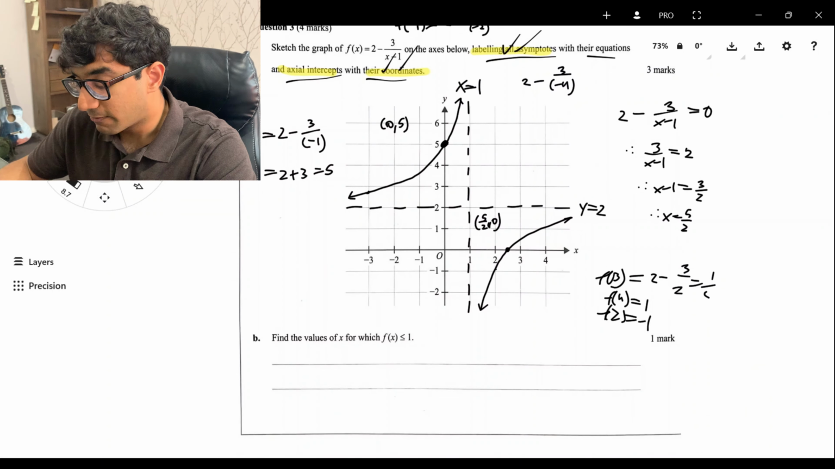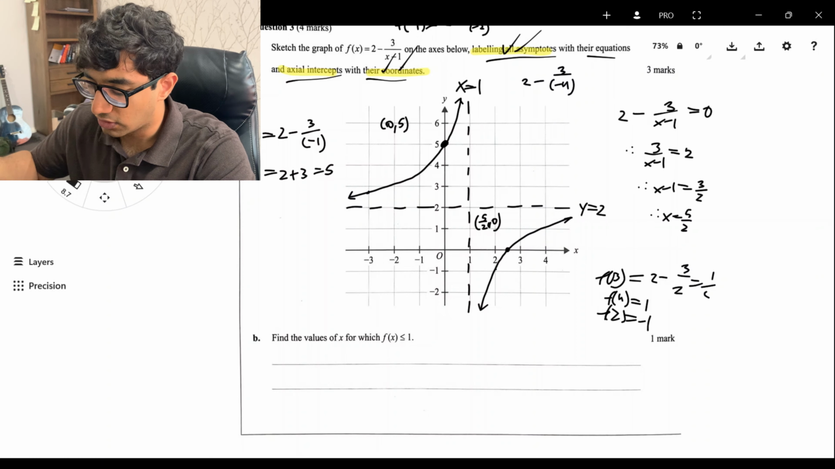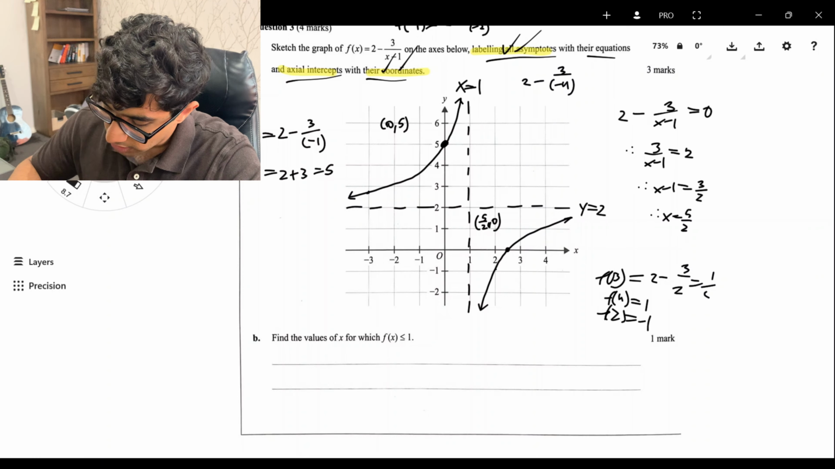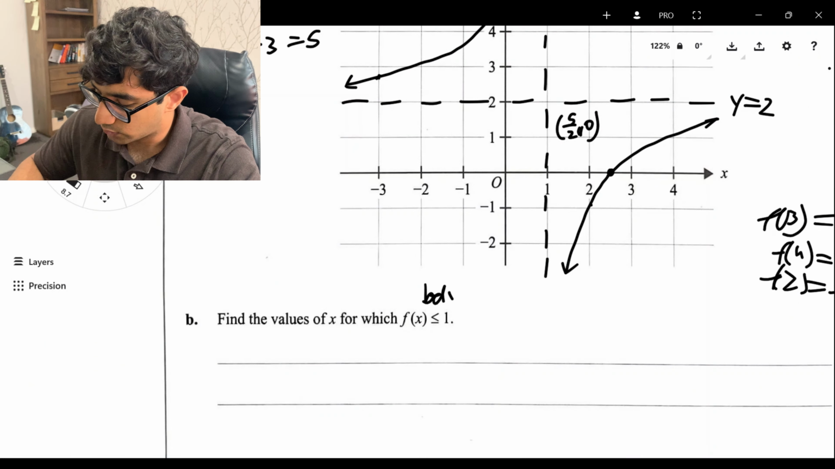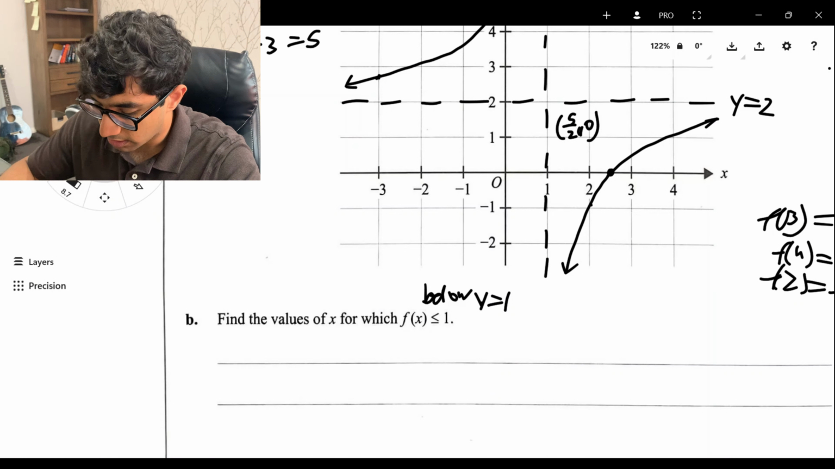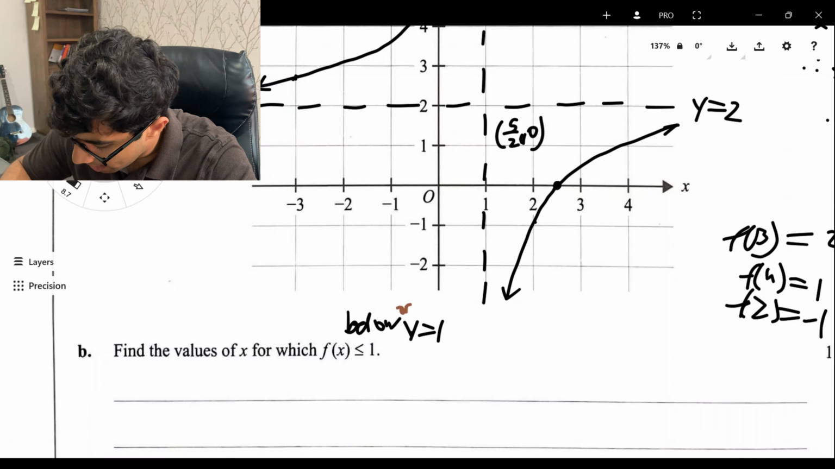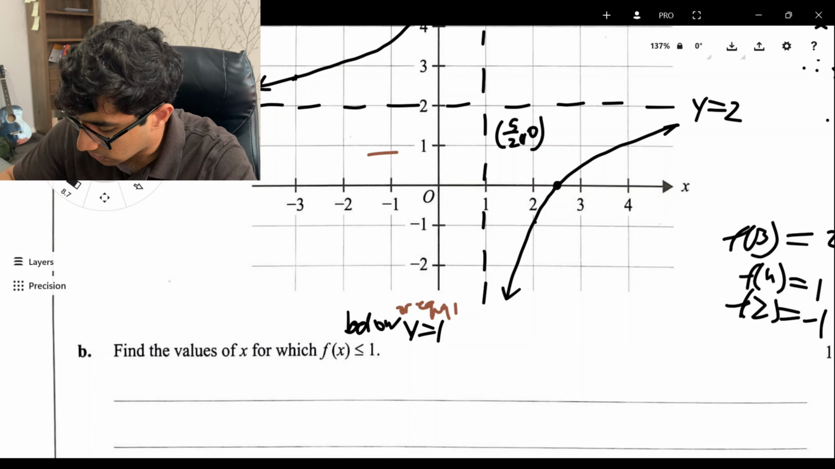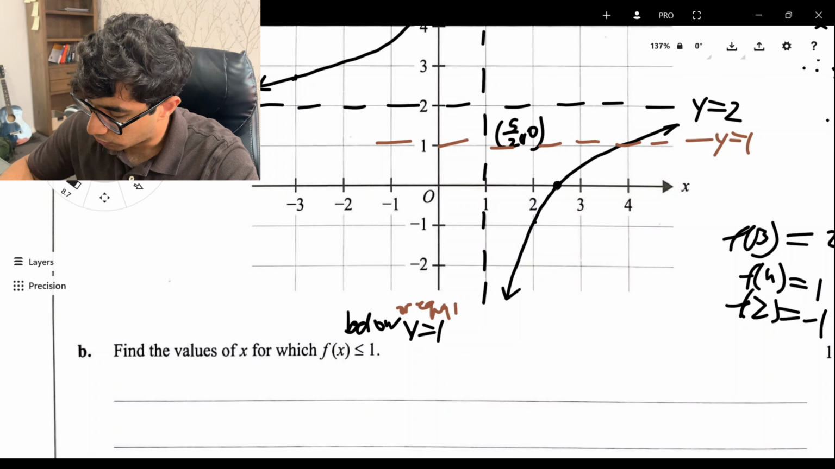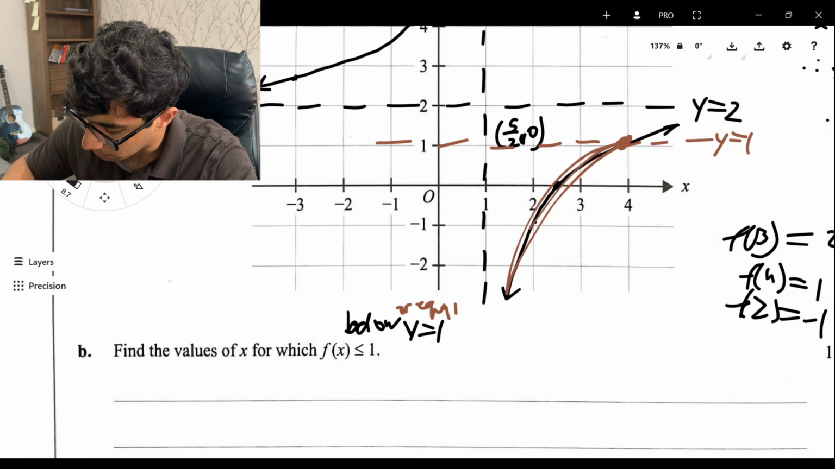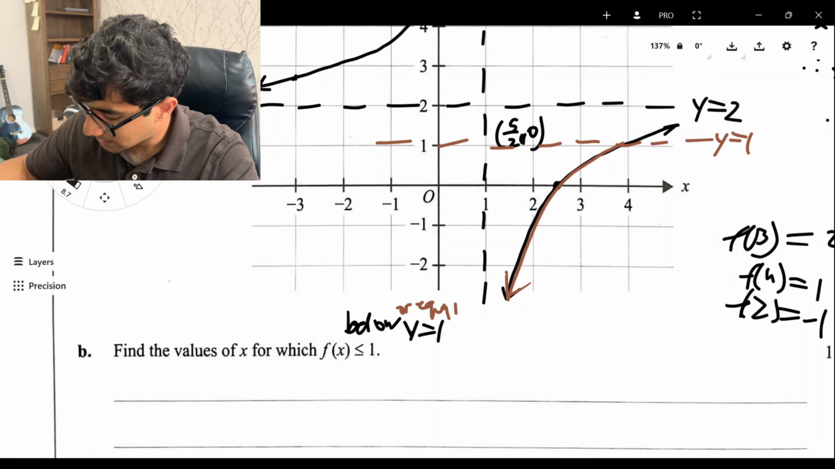So part B: find the values of x for which f of x is below y equals 1, okay? Now we're actually going to be solving an inequality. All we're saying here is find when f of x is below the line of y equals 1, and below or equal to as well. You don't have to draw this graph out, but just to show you guys, you can see that that's the line of y equals 1. So this entire part of the graph, which I'm coloring in here, is going to be the corresponding values, if that makes sense.